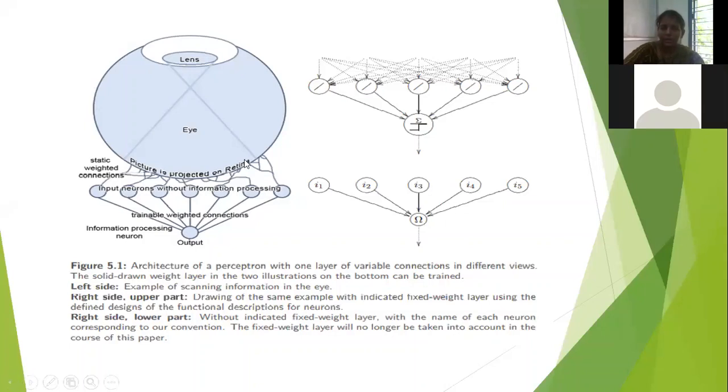Here you can visualize the picture. The lens of your eye will be focusing on the image, so the picture is projected on the retina. So the information is transmitted via the input neurons to output neurons with the trained weighted connections. Trained weight connections. So this picture is indicating this.